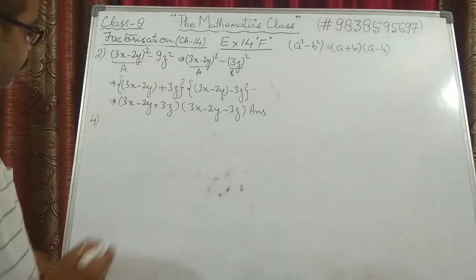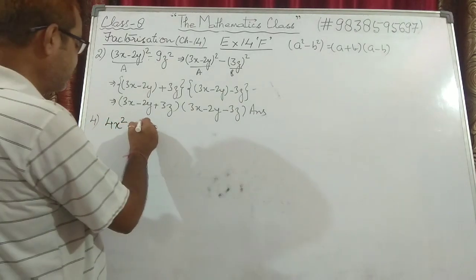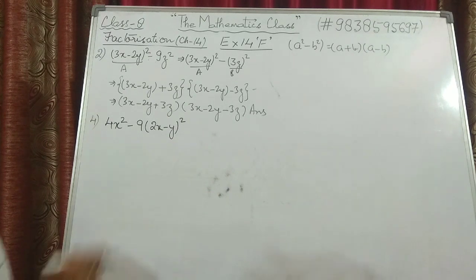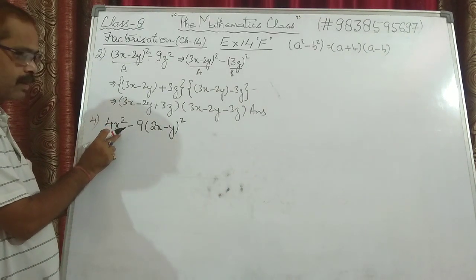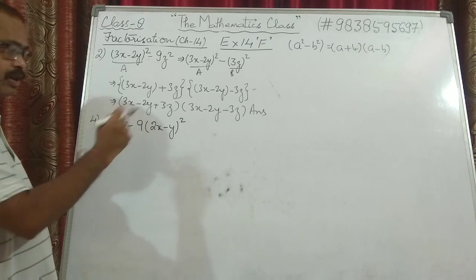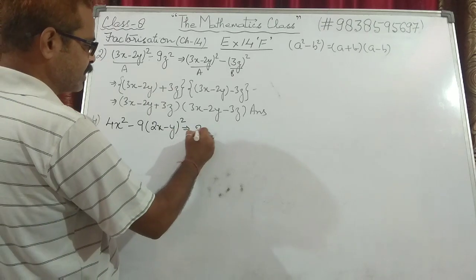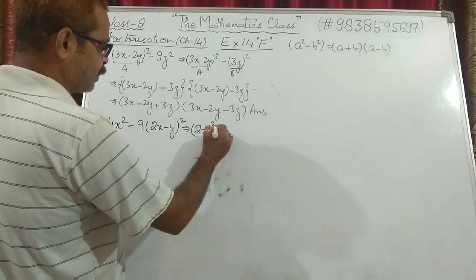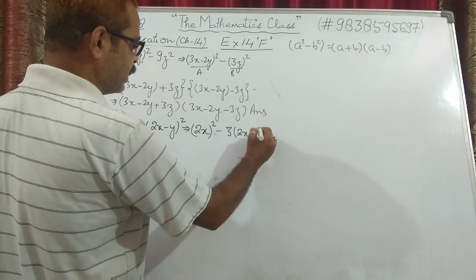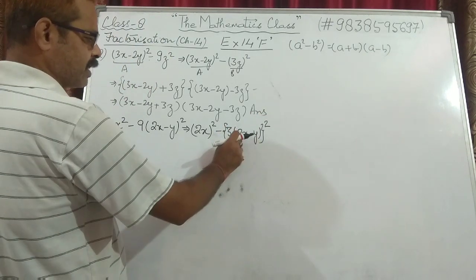Question number 4 is 4x square minus 9 times 2x minus y whole square. Now you can see that 4x square can be written as 2x whole square, but this 2x minus y already has a square, and 9 can be written as 3 square. So first we'll convert it in the form of a difference of squares. So 4x square can be written as 2x whole square, minus 9 can be written as 3, and then 2x minus y, and this whole square. We have put a curly bracket. This means square of 3 as well as 2x minus y.